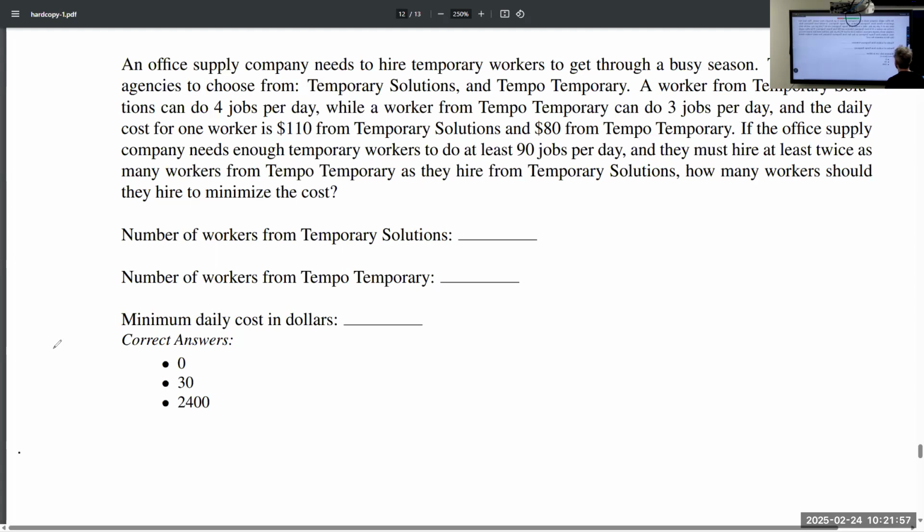If the office supply company needs enough temporary workers to do at least 90 jobs per day, they must hire at least twice as many from Tempo Temporary as they hire from Tempo Solutions. How many workers should they hire to minimize the cost? Okay, so the question is, how can you minimize cost?